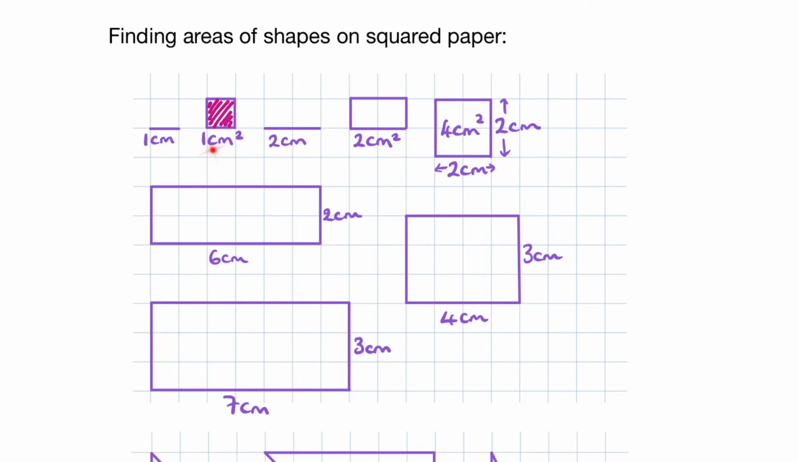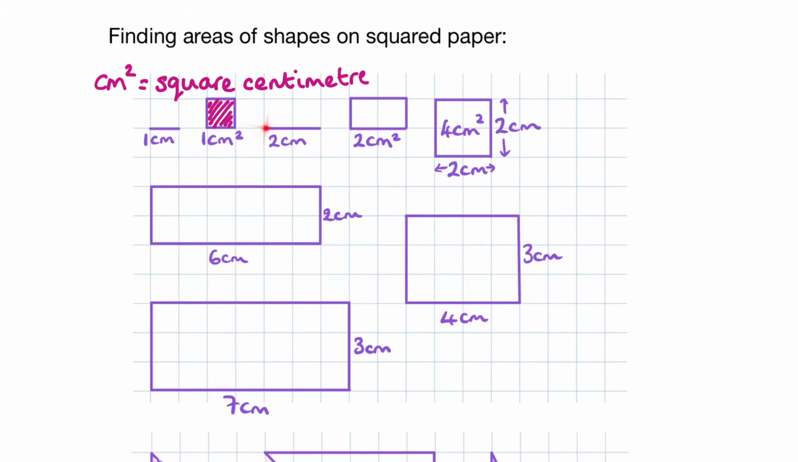Now, we don't say cm2, we say square centimetre. Okay, so cm with a little 2 up there means square centimetre. So cm for centimetre, and we know that squared is when we put this 2 high up at the side. Okay, so this is the size of 1 square centimetre.